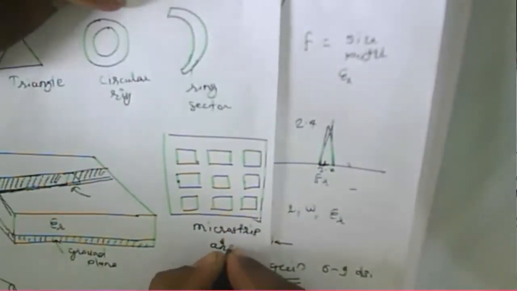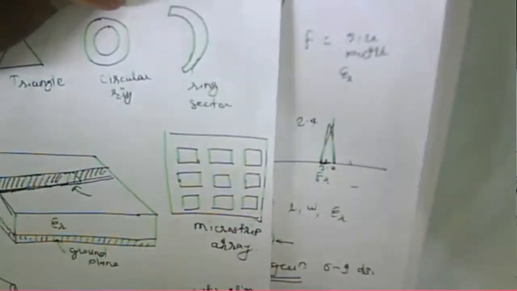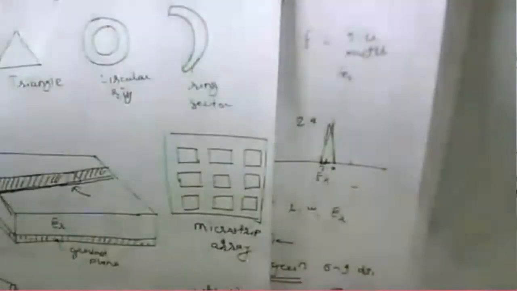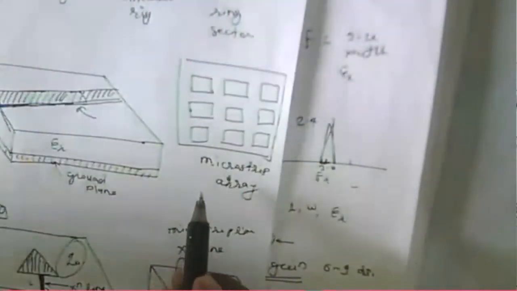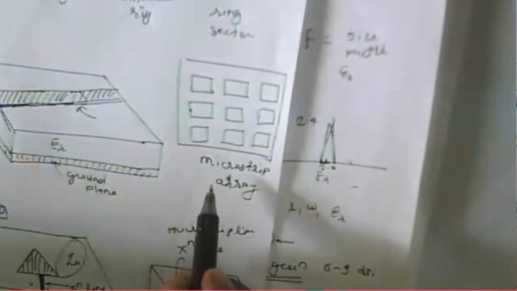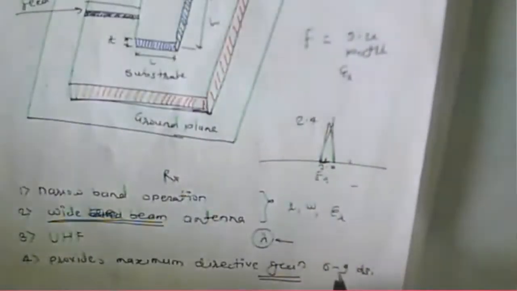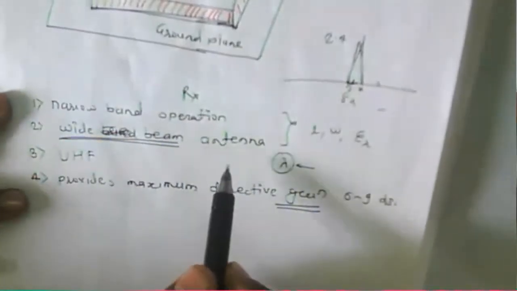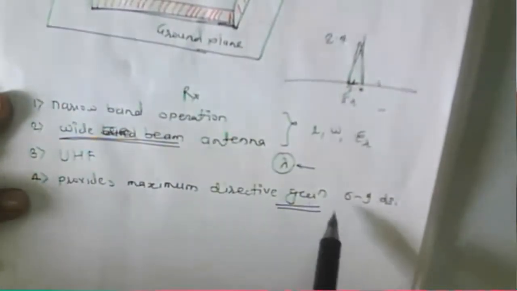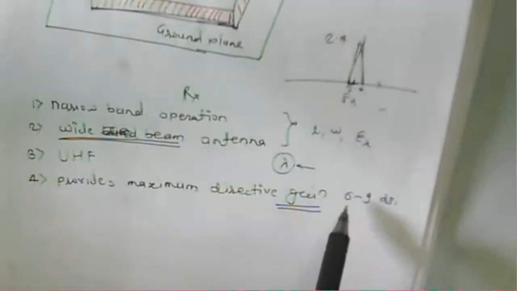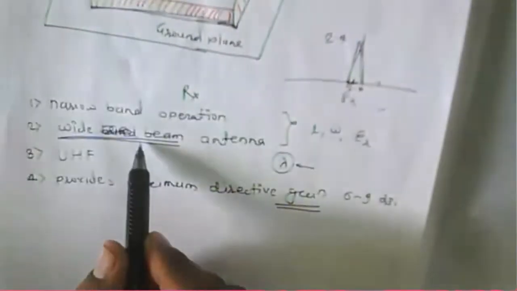So why are these arrays used? To improve the gain. The main function of this array is to improve the gain or to get the narrow beam. If gain is increased, automatically we'll get a narrow beam. Right now, say it is a wide beam antenna and it provides a maximum directed gain of 9 dBi. Now we can increase this gain as well as narrow the beam.